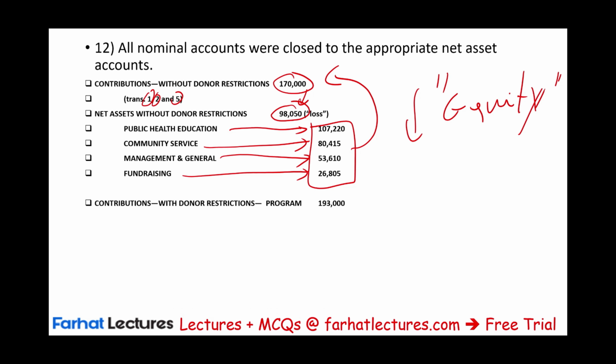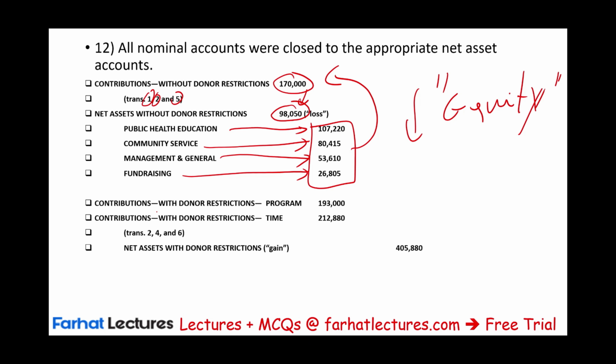Then we have to close the revenue that was with donor restriction, 193,000 in total, with donor restriction program, and time restriction 212,880. And in case you're wondering where these numbers are coming from, it's transactions 2, 4, and 6, and we're going to close them to net asset with donor restriction. Here we have it again. So hold on a second. What are the expenses for this entry?